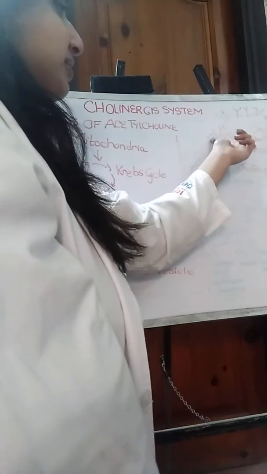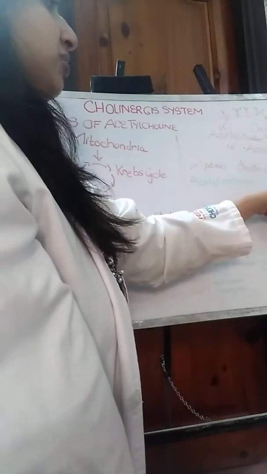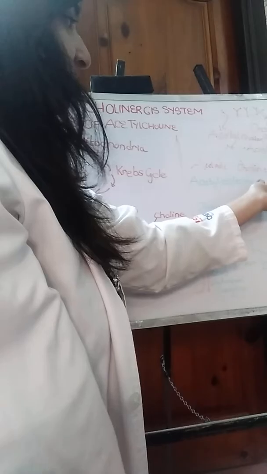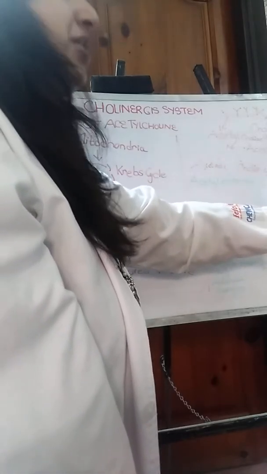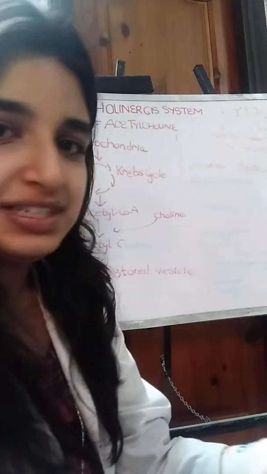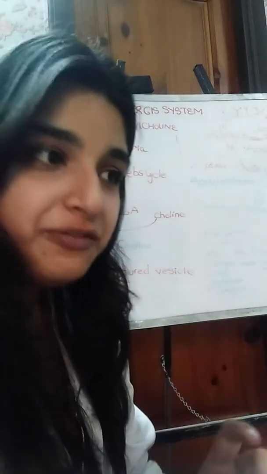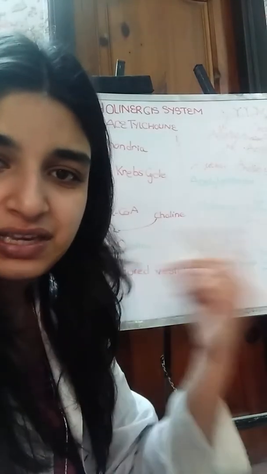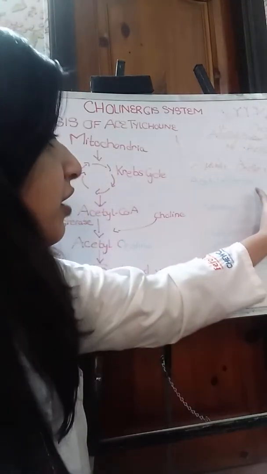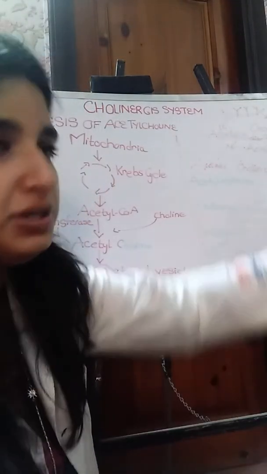Now, the enzyme that is responsible for breaking acetylcholine into acetate and choline is of two types, true and false. The true one is present where? In the neuromuscular junction and the red blood cells, and the false one is present in the plasma. Your question can arise, why is acetylcholinesterase divided into true and false? The difference is that the true one breaks down both acetylcholine and methylcholine, whereas the false one only breaks down acetylcholine and does not break down methylcholine.